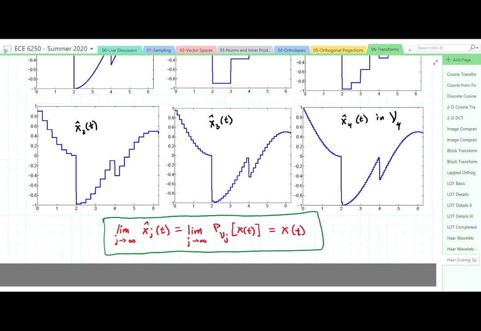So that's the starting part. Although I promised this was about wavelets, we haven't really gotten to the wavelet part of it yet. We've just gotten to the function approximation part. We're going to hit the wavelet part on our next lecture.